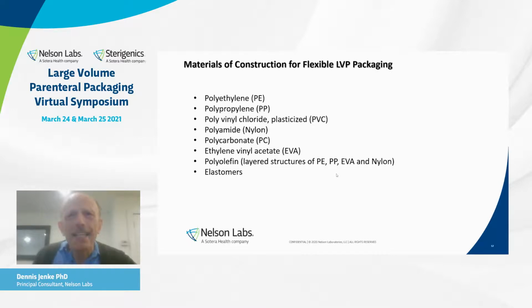The more commonly encountered items are polyethylene, polypropylene, PVC, and EVA, because that's what the container is made out of. You may find multi-layered containers with nylon as a barrier. Many of the injection sites are made of polycarbonate. They don't need to be, but they are. The injection site will have a rubber septum and so on and so forth. So there's elastomers. An LVP packaging system can be relatively complex in terms of its materials of construction.